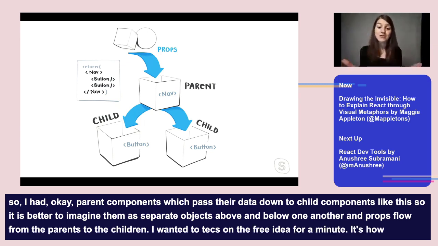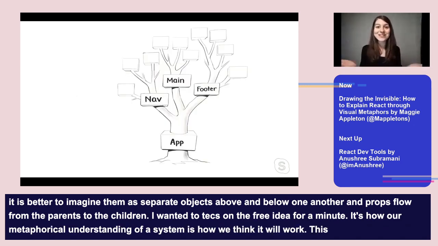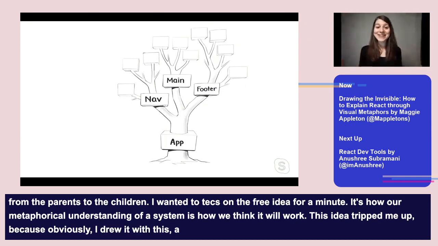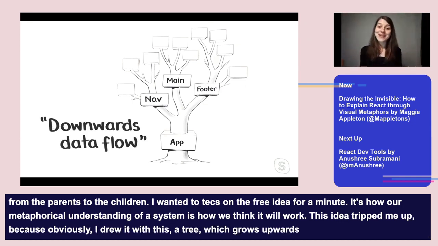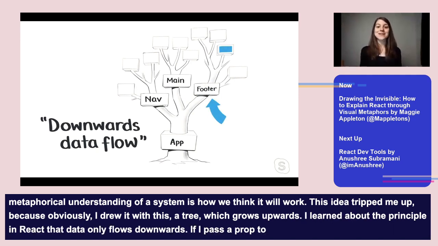So this React component tree idea initially tripped me up, because obviously I drew it like this. It's a tree. It goes upwards. And then I learned about the principle in React that data only flows one way, downwards. So if I pass a prop to this footer, and I need it to end up in this child component, how's that going to work?